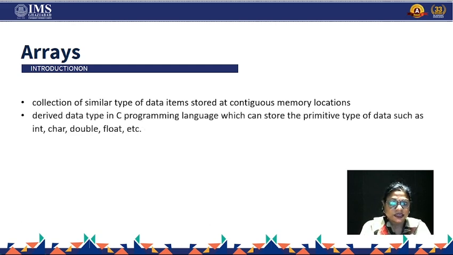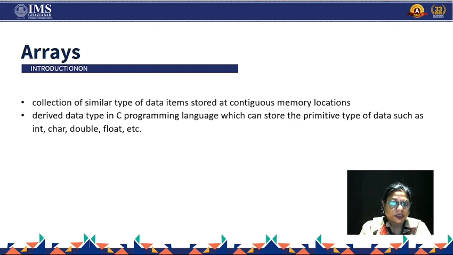Now, arrays are a derived data type in the C programming language that can store primitive types of data such as int, char, float, double, etc. Now, what do you mean by similar data type? That means if we declare an array of integer type, all values stored in the array will be of integer type. If we declare a float data type, then all the values stored in the array will be of float type.